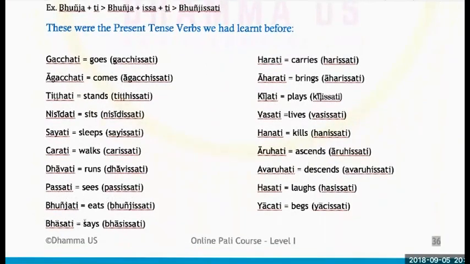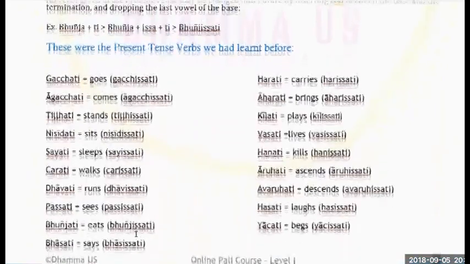Bhunjati, bhunjissati, bhasati, bhasissati, harati, harissati, aharati, aharissati, kilati, kilissati, vasati, vasissati, hanati, hanissati, aruhati, aruhissati, avaruhati, avaruhissati, hasati, hasissati, yacati, yacissati. So each and every verb here you can conjugate like this.